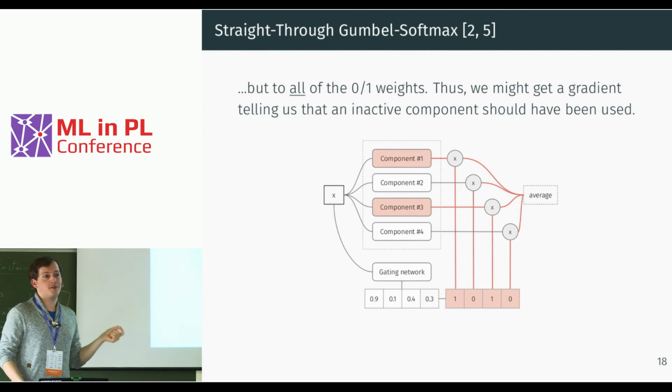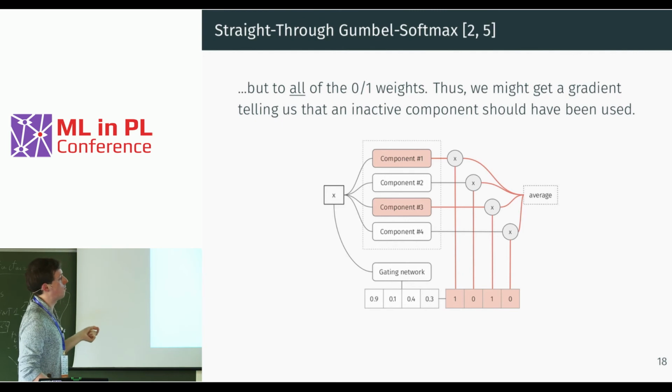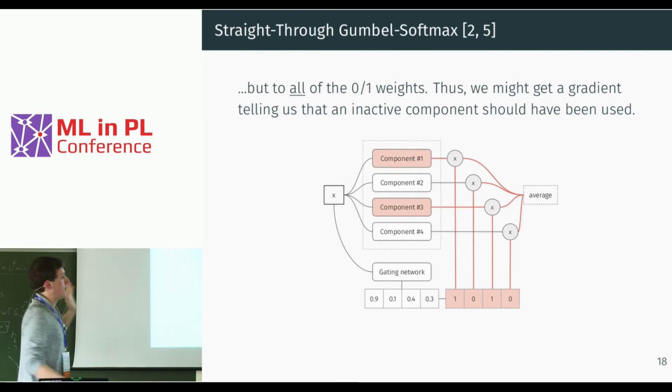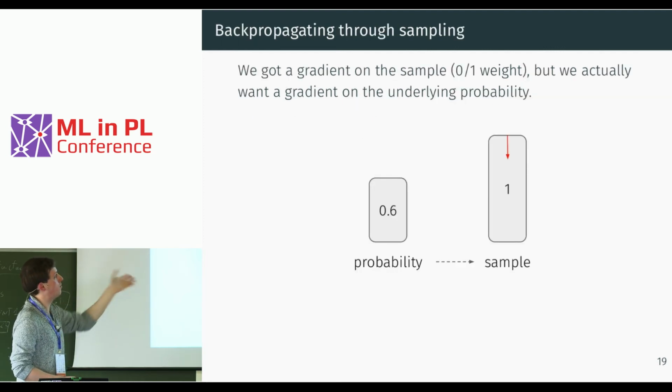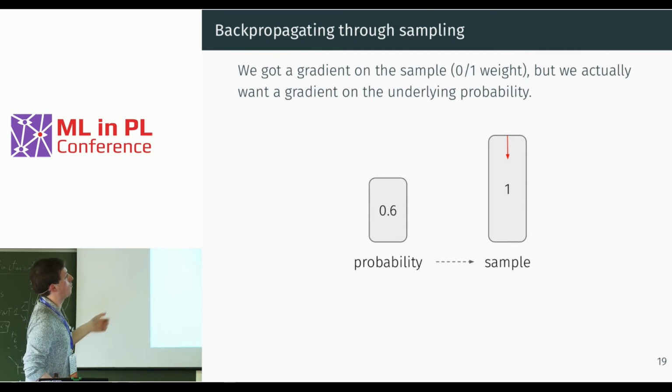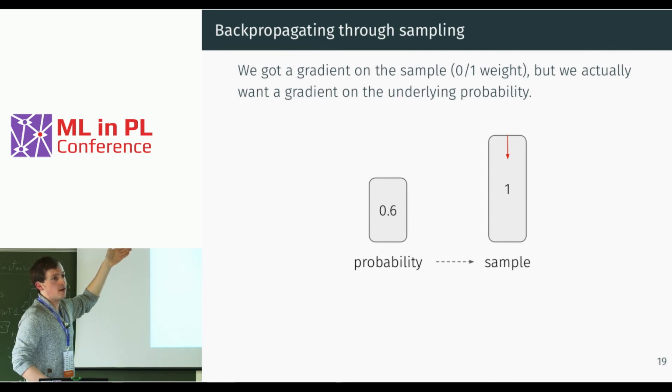So we'll get a gradient to change these zeros and ones, which seems sort of weird because you can't change this 0 into 0.1. These were just samples, right? But we still get that gradient. So now there's a question of what to do with it. So we had the probability, and then we sampled, right? And we got a gradient on the sample, which is this sort of red arrow. And then the question is what to do with the probability.